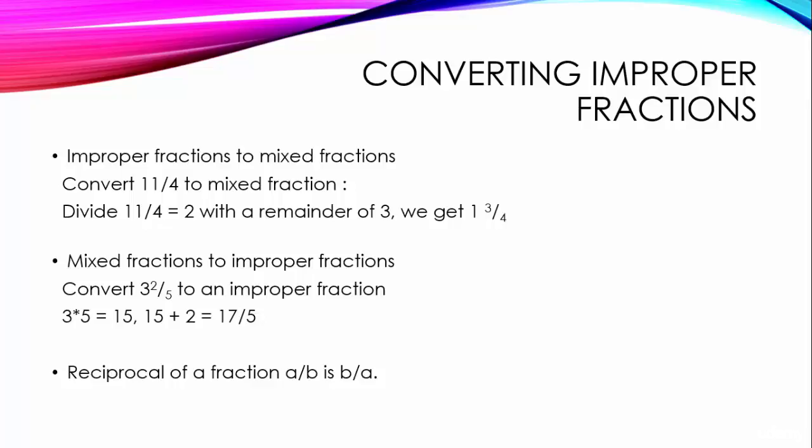Reciprocal for a number x, denoted by 1 by x or x power minus 1, is a number which when multiplied by x yields 1. The reciprocal of a fraction a by b is b by a. To get the reciprocal of a number, divide 1 by the number. For example, the reciprocal of 3 is 1 by 3. The reciprocal of 5 by 6 is 6 by 5. The reciprocal of a fraction a by b is b by a.